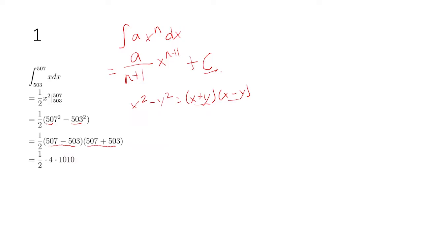So we'll find that this is 4, this is 1010, and this is 1/2. Don't forget to multiply by the constant, and we would get the answer to be 2020, coincidentally the year of the paper. Alright, now to problem number 2.